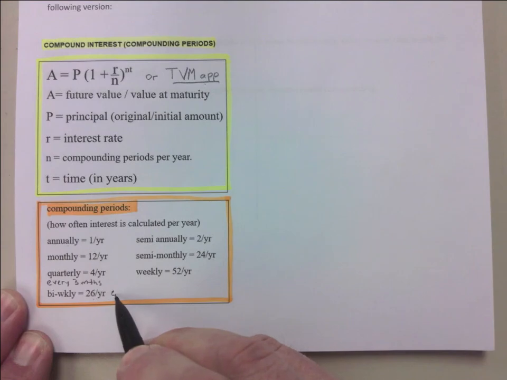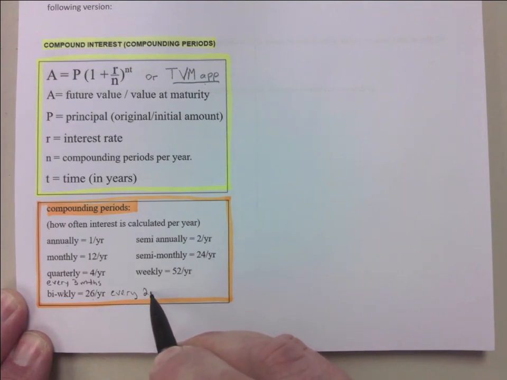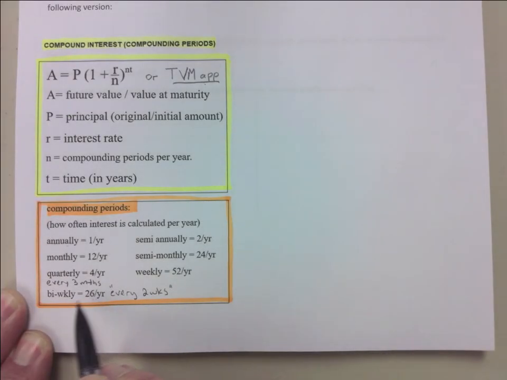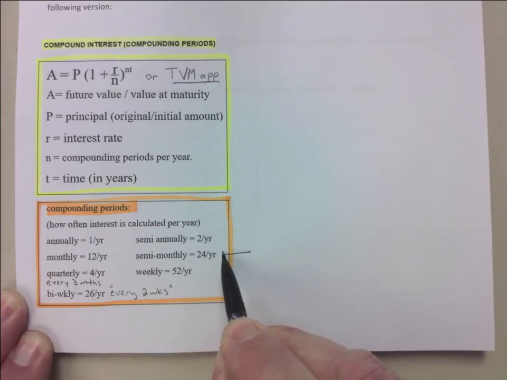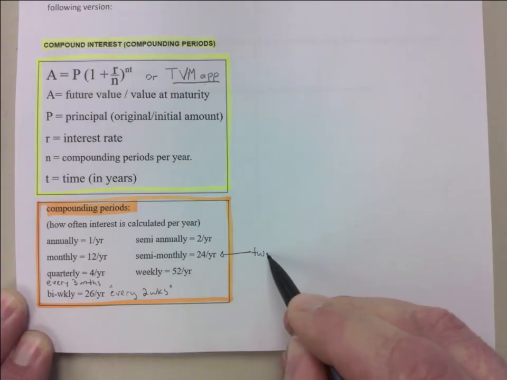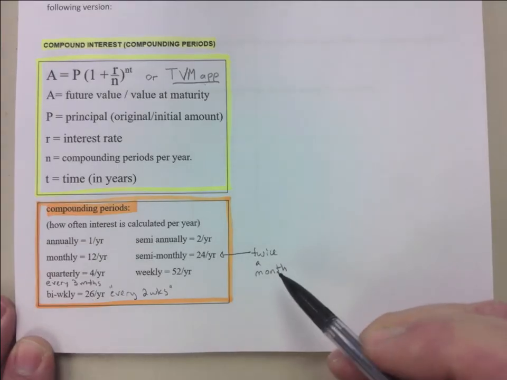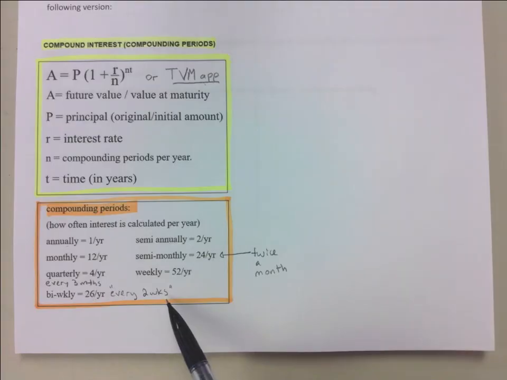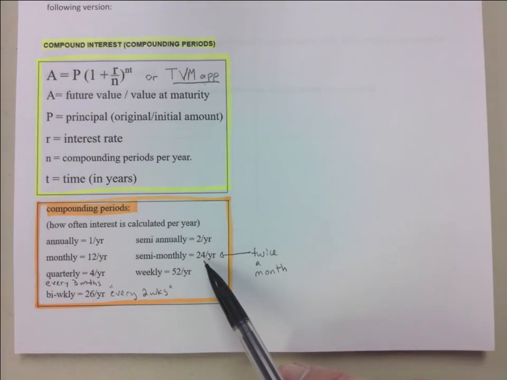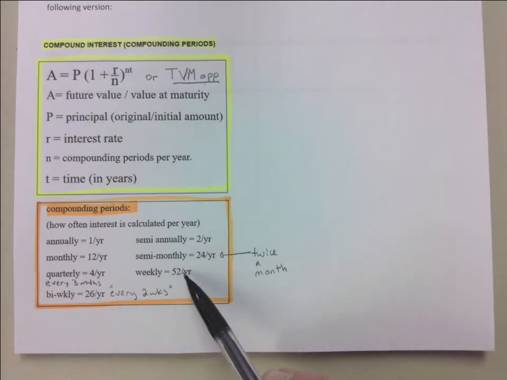So bi-weekly is every 2 weeks. I will write that down. Every 2 weeks is the key phrase for bi-weekly. Semi-monthly is twice a month. It's not the same, okay? Every 2 weeks is every second week, while semi-monthly happens 2 times every month. So you have 24 instead of 26. Weekly is 52. So I think most of you would need this box as well, in my opinion, okay?